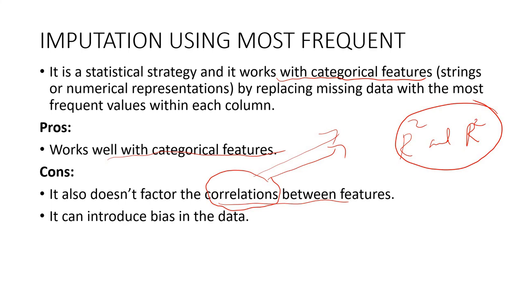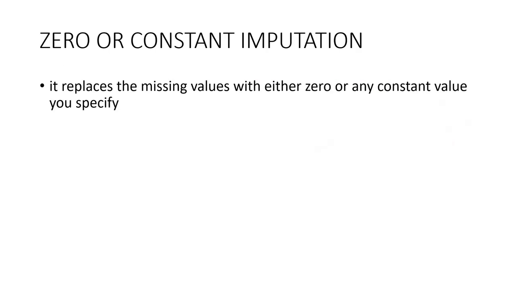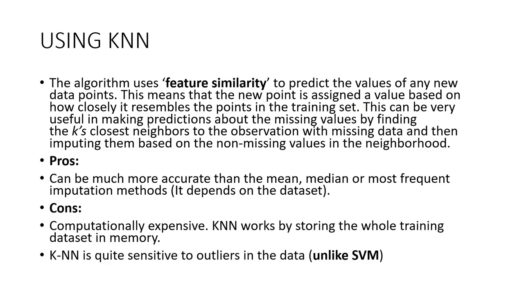As I discussed, correlation gives the strength of the relationship between dependent and independent variables. It can introduce bias in the data. That's another con of using the most frequent value. Zero or constant imputation replaces the missing values with either zero or any constant value you specify. That is another approach.